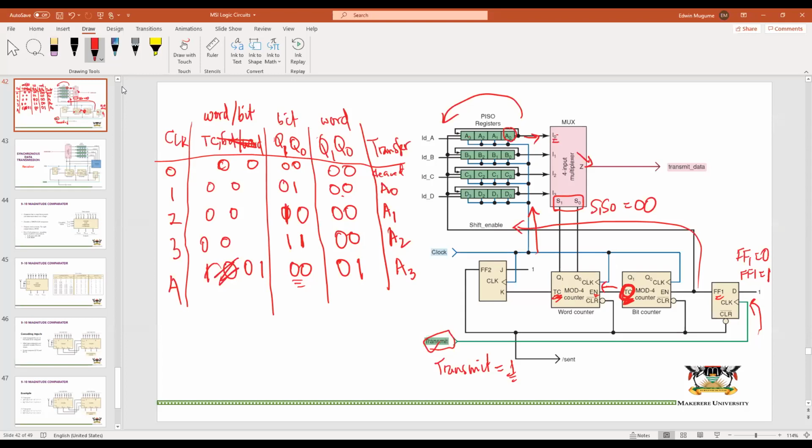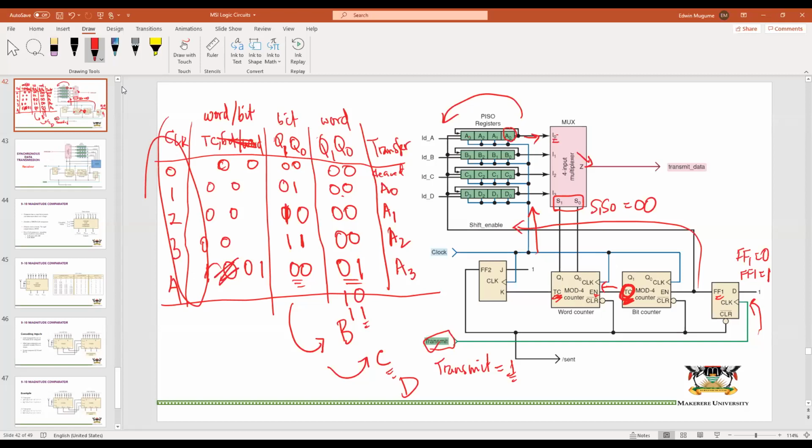And now we are going to go through the same process again to transfer B. We are going to go through the process to transfer C. We are going to transfer B when the word counter has reached 0, 1. We are going to transfer C when the word counter has reached 1, 0, and we transfer D when the word counter has reached 1, 1. There might be a small mistake around here, but you should go to the book and read about this. But generally, I tried to create a truth table to help you understand better.